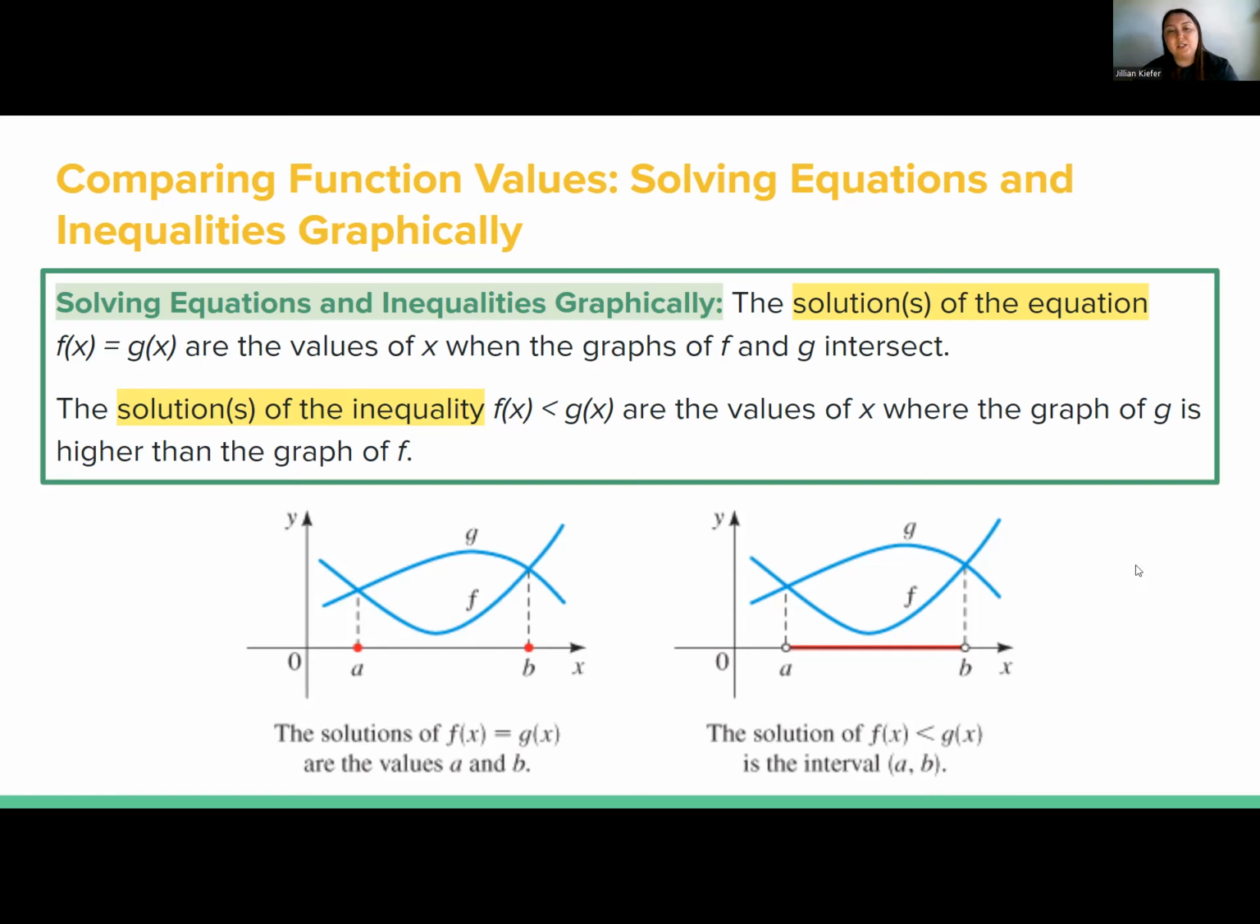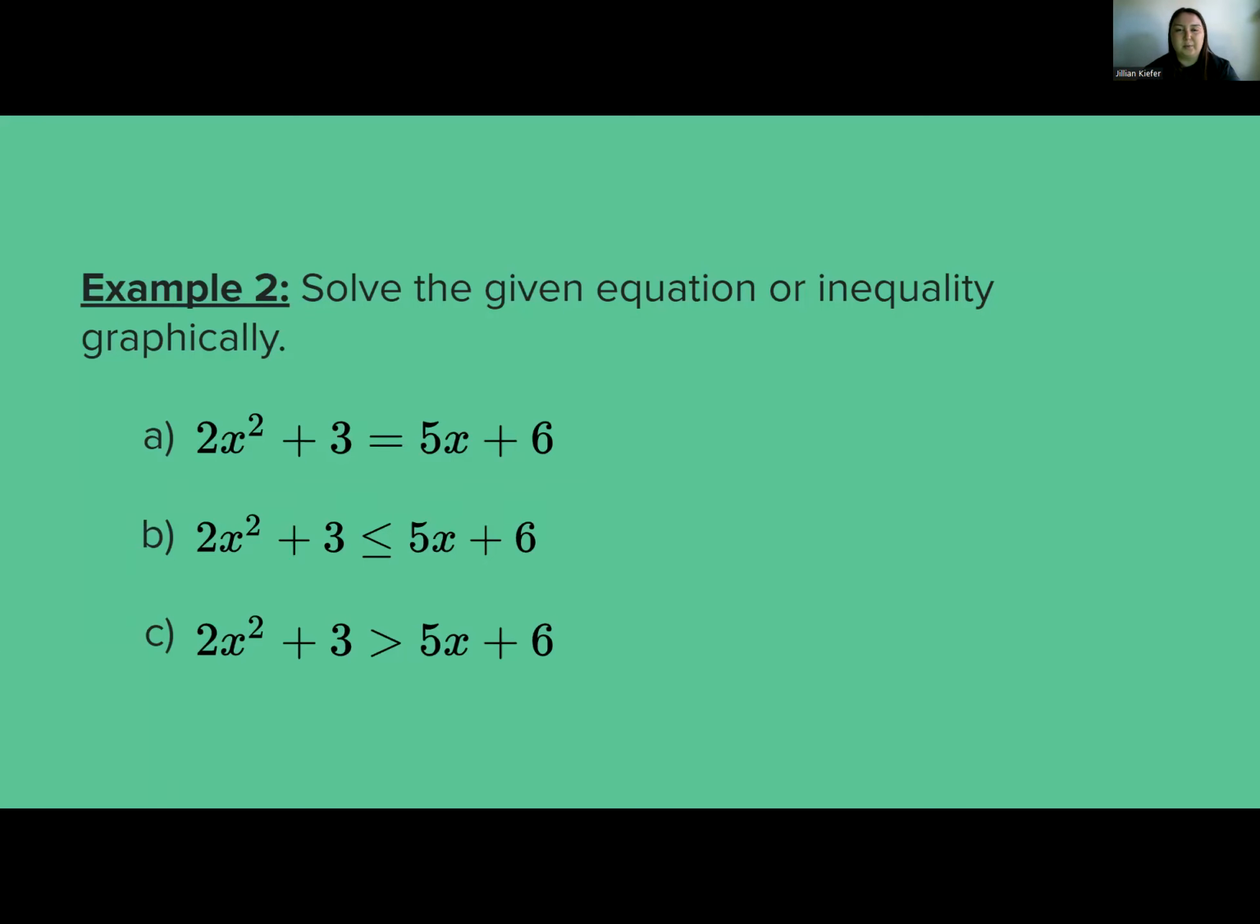So this is just an example of how we would solve equations and inequalities graphically. It is all about visual, no algebra, although you can always solve them using algebra as well. We're not trying to use algebra in this case. We're trying to visually decide what is higher, what is lower, what is greater than, less than, equal to, and those kinds of things. So, all right, let's go ahead and do example 2.